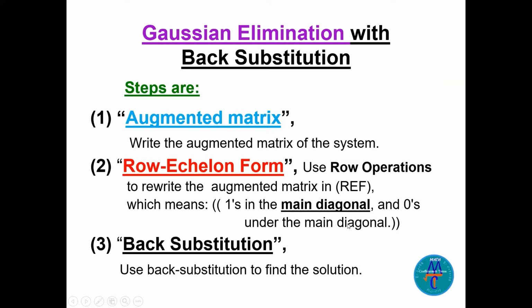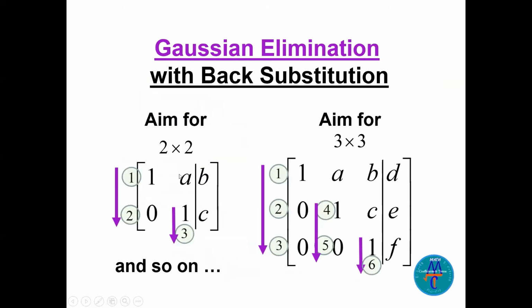I will show in the next slide here. This is what we call the aim for 2 by 2 in Gaussian elimination method. So we write 1 in the main diagonal, all ones in the main diagonal. This is the main diagonal here, and zeros under. If you have 3 by 3, you have 1, 1, 1, and then zeros under. So you can have 4 by 4, 5 by 5, 6 by 6, 7 by 7, etc.